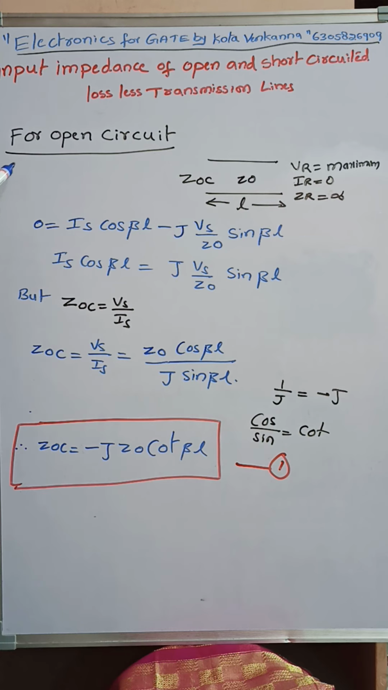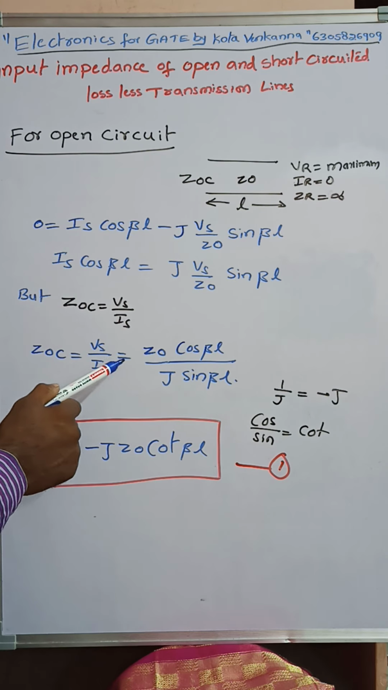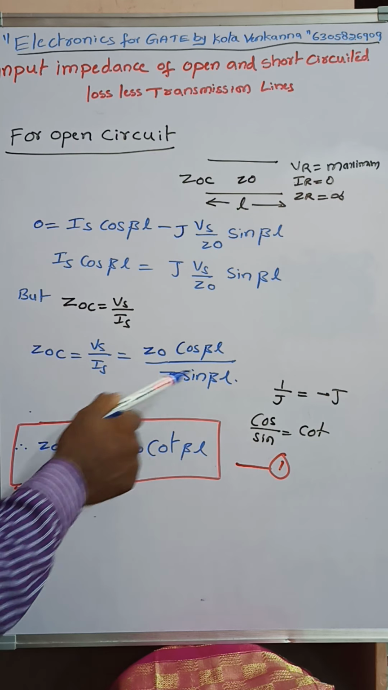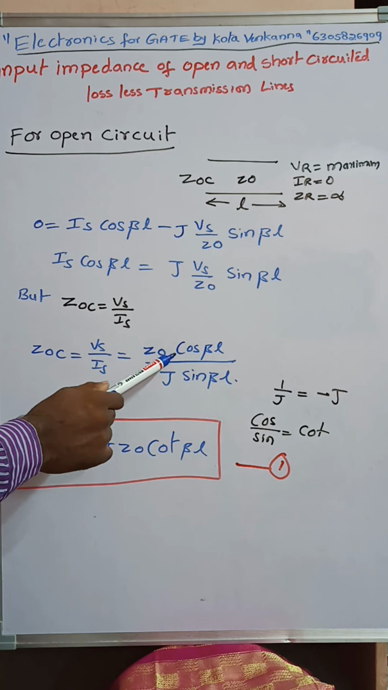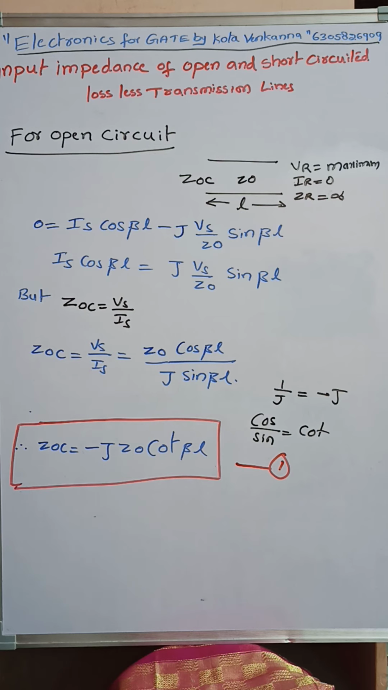But the input impedance of the open circuit ZOC is equal to Vs by Is, input voltage by input current. Then the above equation is written as Z0 cos beta L by j sin beta L. But 1 by j is equal to minus j, and cos by sin is cot, so cos beta L by sin beta L is cot beta L. Then for the open circuit, the input impedance is equal to minus j Z0 cot beta L. This is the input impedance of the open circuit lossless transmission line.